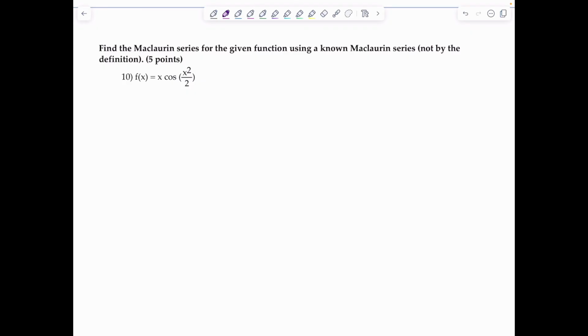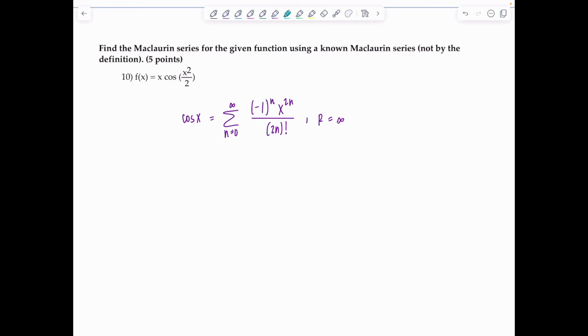So f of x is x times cosine of x squared over 2. So you should have memorized your known Maclaurin series. Cosine of x is the sum, n equals 0 to infinity, negative 1 to the n, x to the 2n over 2n factorial, and the radius of convergence is infinite.